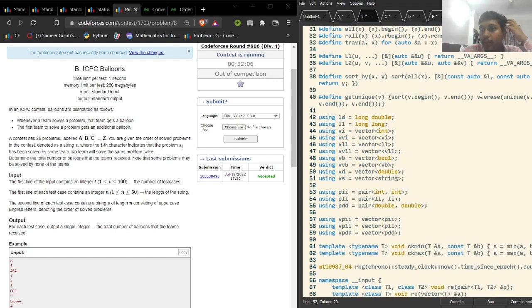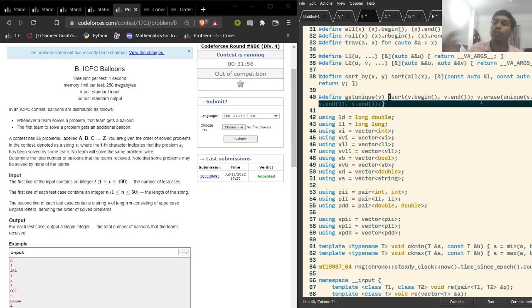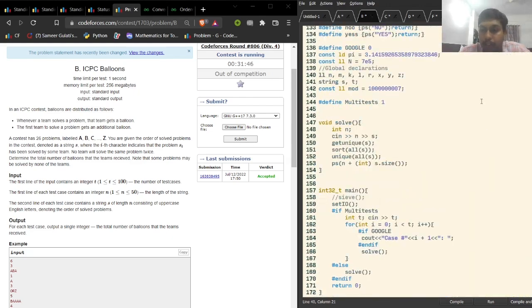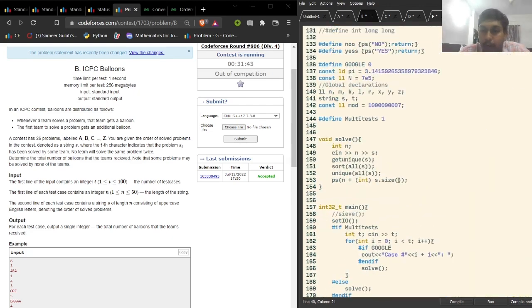So you do that by using vector.erase(unique(vector.begin(), vector.end()), vector.end()). So this is the entire syntax of using unique over a vector, and then deleting the garbage space that is created at the end after you use the unique function. So all of that is done using this get unique function.